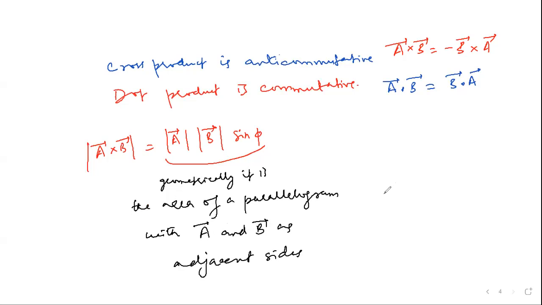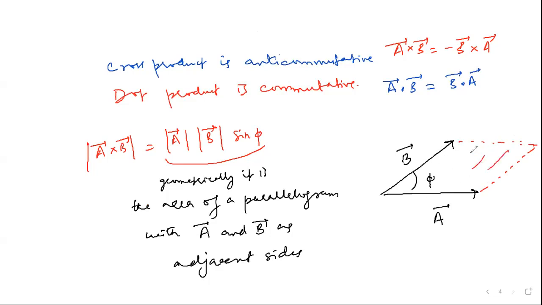See how? If this is my A, this is my B. You know, a parallelogram is a four-sided figure with opposite sides parallel and equal in length. So if we complete this parallelogram, it will be like this. So I completed the parallelogram. If I have to find this area, I name this area. Just I will write area.